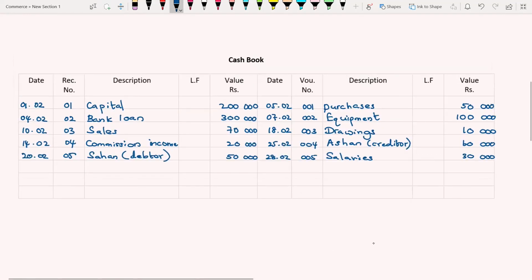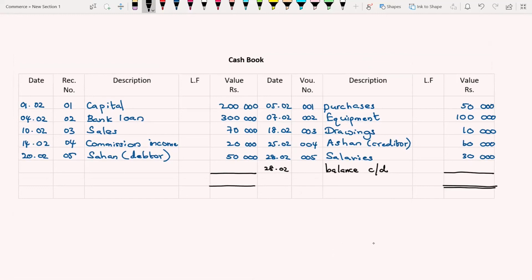Now it's time to balance this account. So first of all, let's record the balance brought forward and then the totals, the lines for the totals. Then let's take the total of the debit side. 200 plus 300, 500, plus 70, 570, plus 20, 590, plus 50, 640,000.